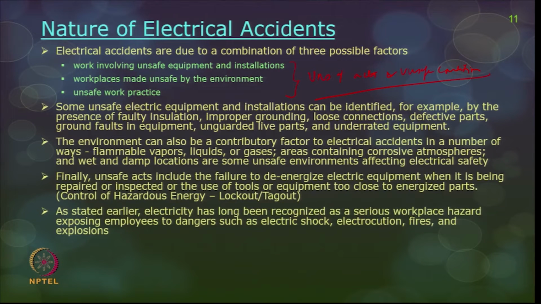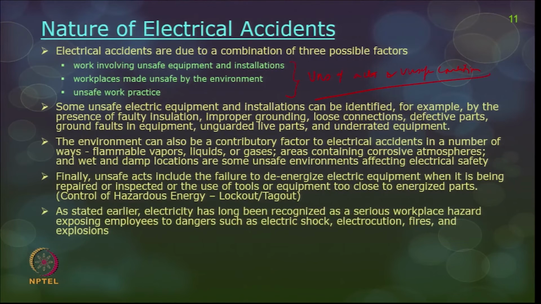The environment can also be a contributory factor to electrical accidents in a number of ways. For example, a standby worker may be doing some work on electric welding or electric arc welding and so on. That may create a lot of heat, flammable gases, vapors, or sometimes areas may contain corrosive atmosphere, wet, damp locations. All these you cannot control in a construction site, and they can be triggering unsafe conditions in a construction site.